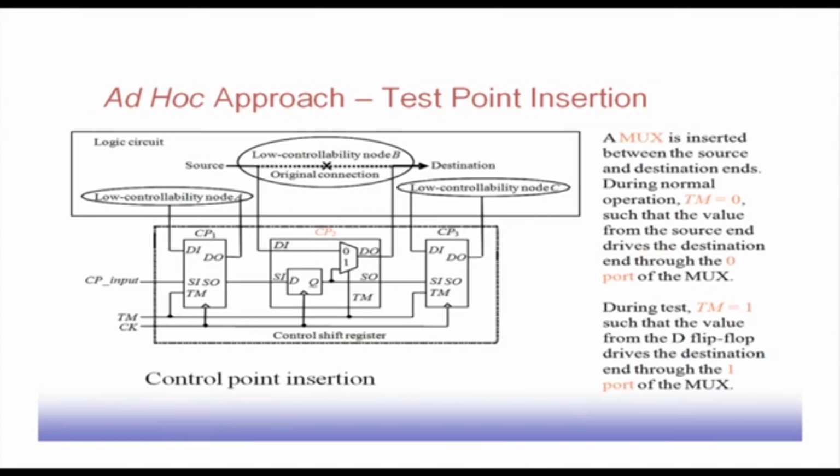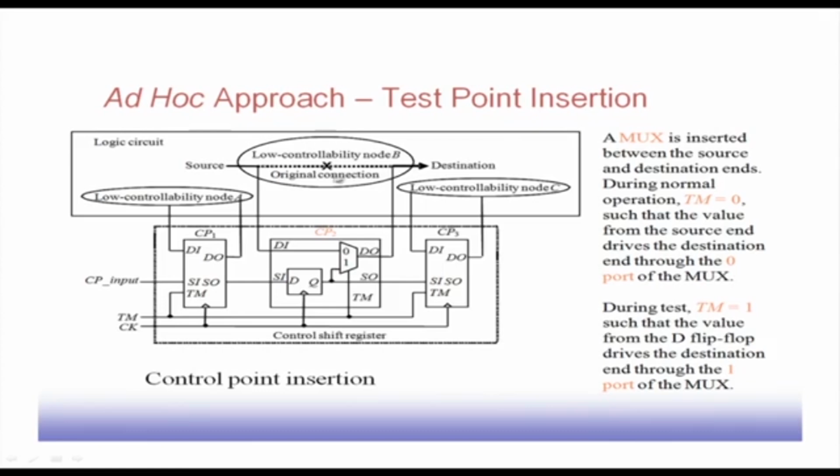Another issue is the controllability. Suppose I have got this type of situation. This node B is a low controllability node. Similarly, for this A and C also we have a similar situation. So, this is the point that we want to control. Similarly, here also we have a point that we want to control. The original connection was as in the dotted line.